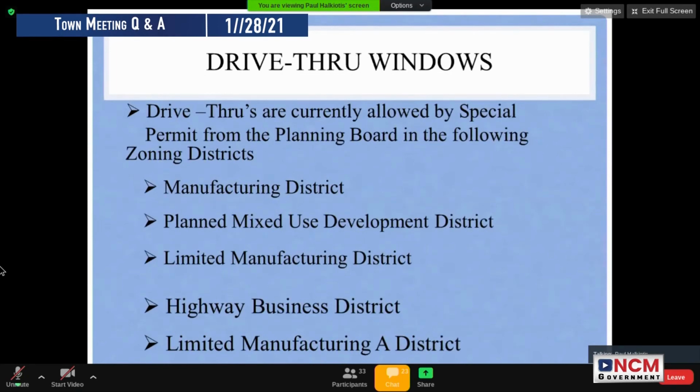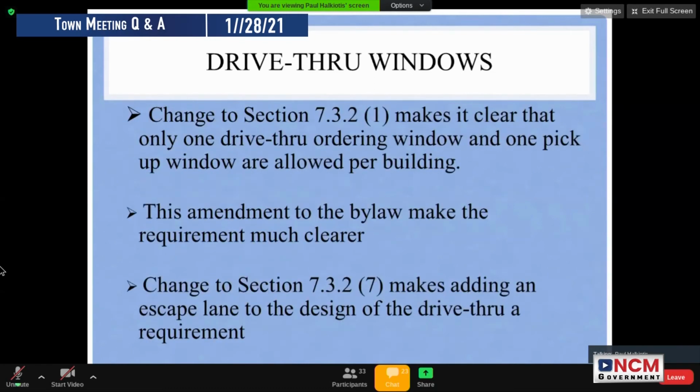Right now, they're allowed by special permit from the planning board in the manufacturing district, the planned mixed use development district, the limited manufacturing district, the highway business district, which will go away if Article 12 is approved, and the limited manufacturing district. So you can see all these commercial districts, but oddly enough, not in the general business zone. The change to Section 7.23 will make it clear that only one drive-through ordering window and one pickup window are allowed per building. There's language in this section of the bylaw right now, but after reading it over and over again and the planning board members staring at it and scratching our heads, it wasn't real clear. So one change that we are making will make that point clear.